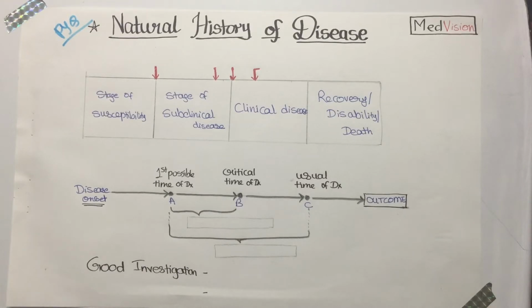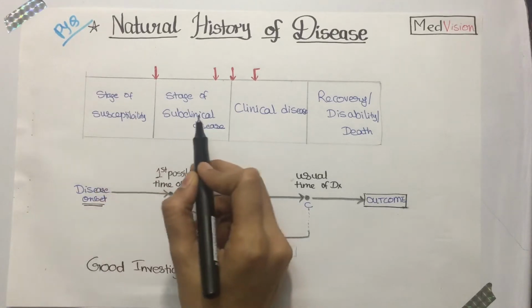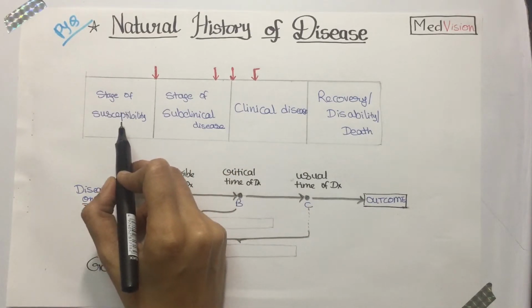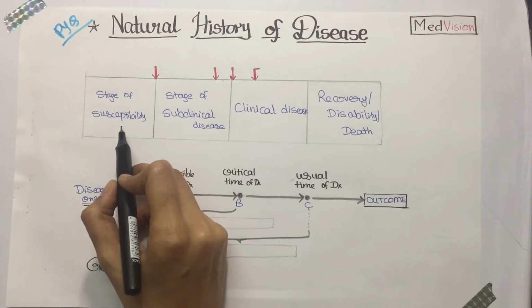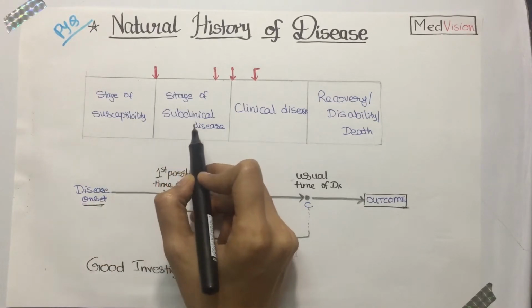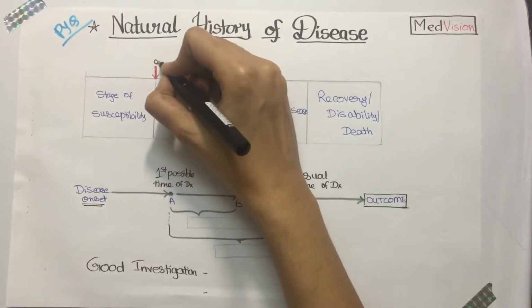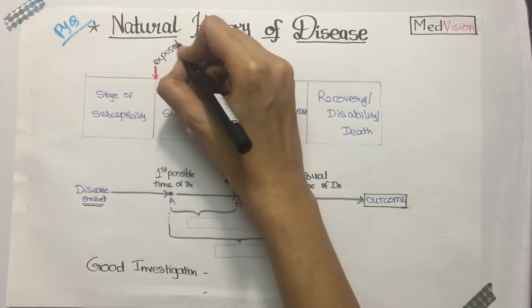Now let's understand this. There is no need to mug up. If we understand, we'll remember it better. So this is how a disease proceeds. Initially there is the stage of susceptibility, where the risk factors are present, followed by the stage of subclinical disease. Subclinical disease will occur if the person is exposed to the pathogens.